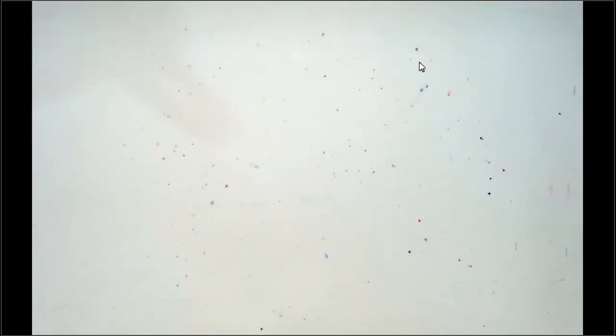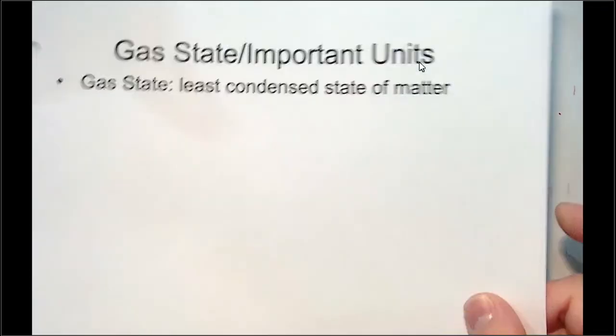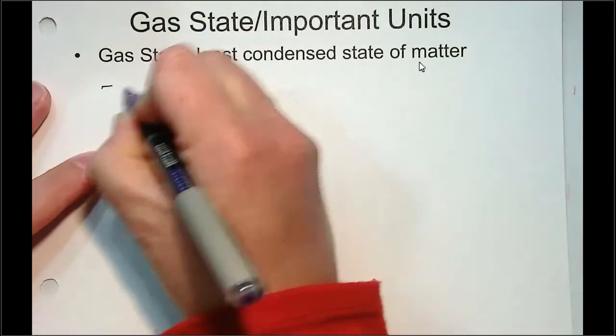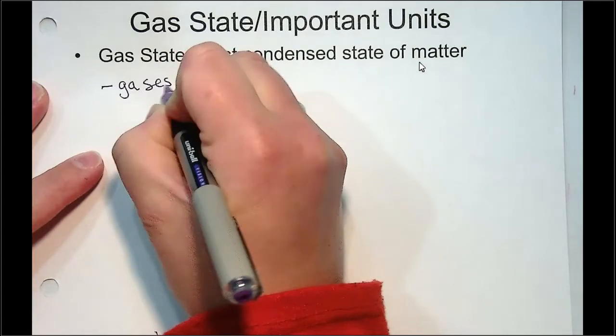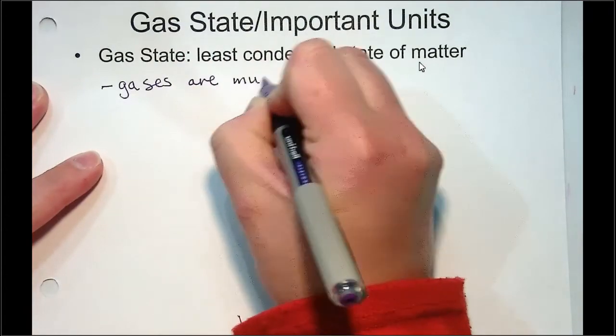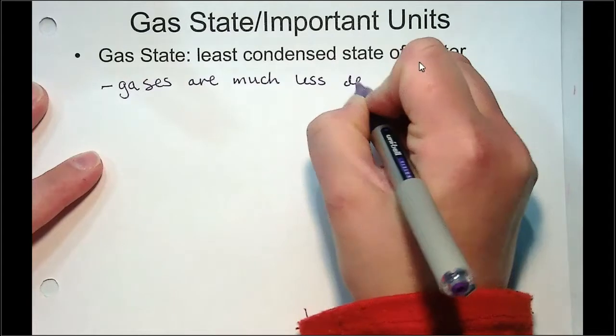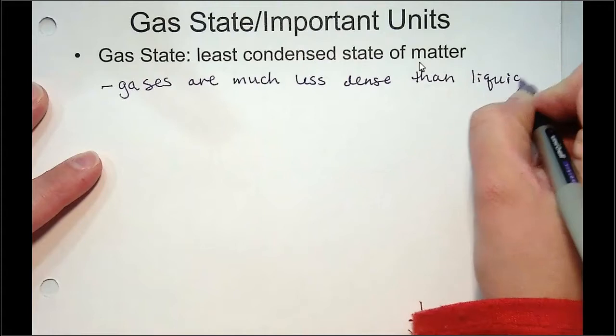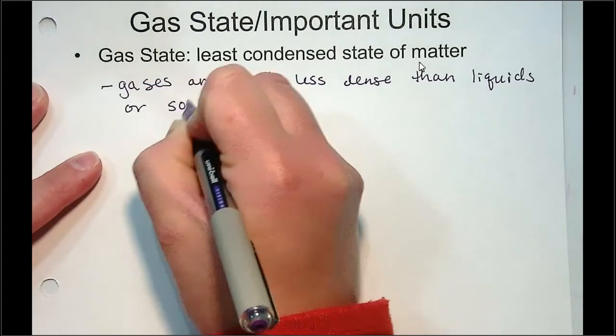All right, so the first thing we're going to talk about is the gas state and all the units that are important when we're talking about the gas state. The gas state is the least condensed state of matter, which means the atoms are pretty far apart. So what we know from this is that gases are much less dense than liquids or solids.